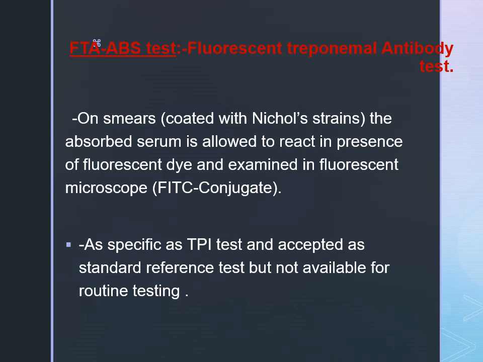But usually it is not available for the routine testing क्योंकि इसमें आपको fluorescent microscope and all these things we need. So इससे भी easy test we have, इसकी भी sensitivity specificity बहुत अच्छी है. And for this we can also use, इसकी एक modification होती है IgM जिसमें हम सिर्फ IgM antibody को target करते हैं, that is being used for the congenital syphilis. तो उसमें हम उसको use कर सकते हैं.